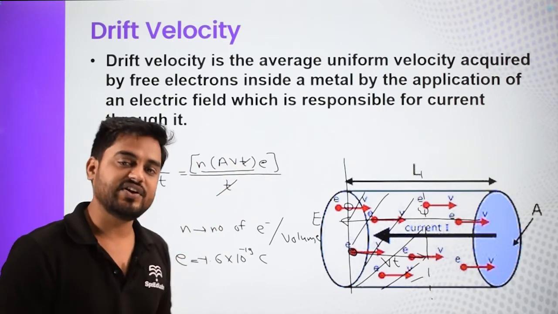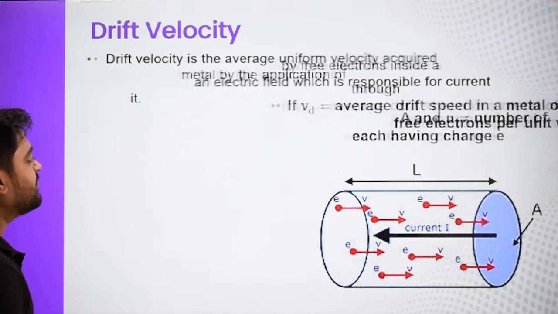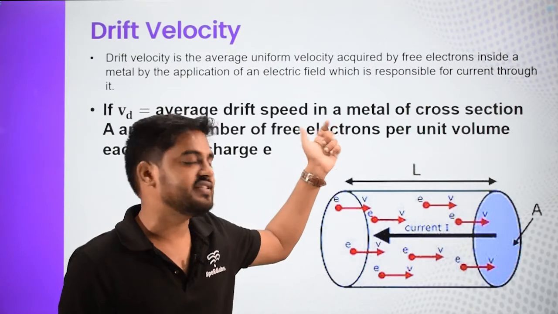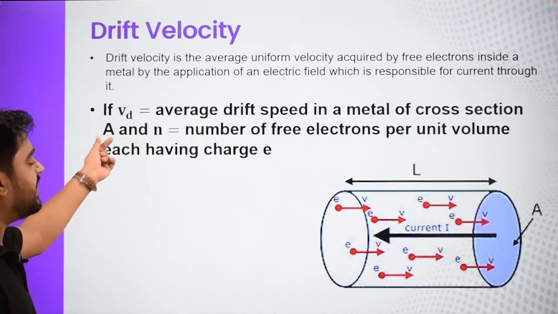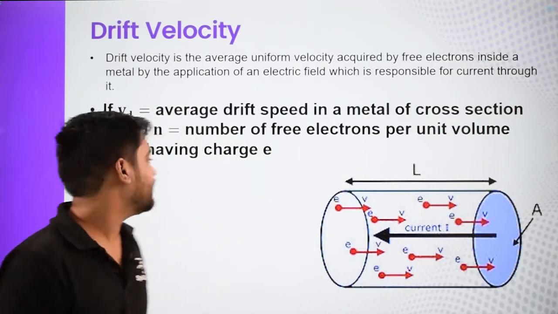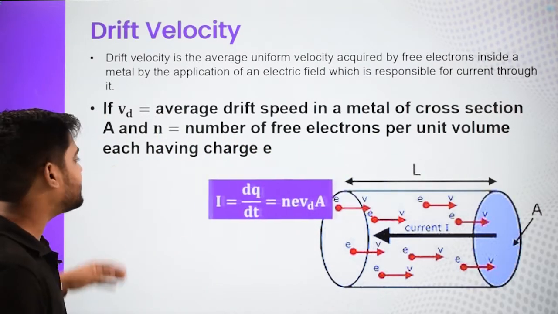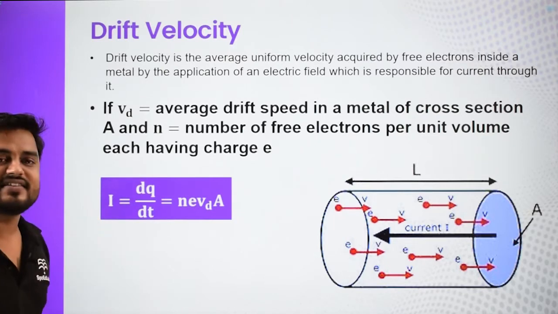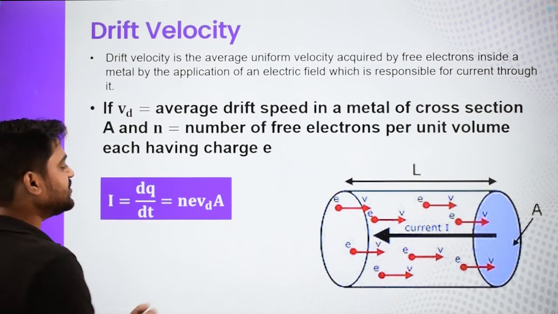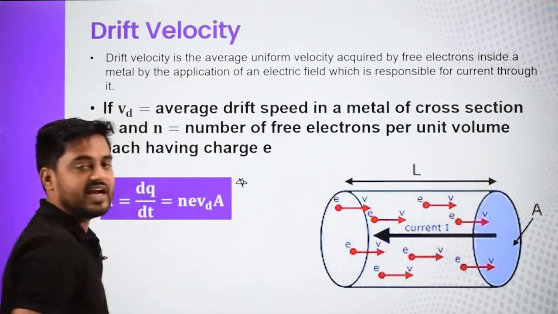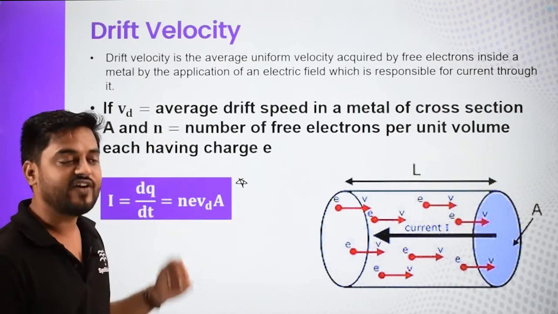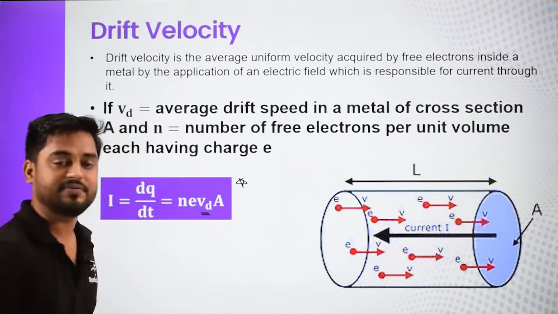And which velocity? Drift velocity. So I = nAeVd. So here I am just redefining: let Vd be the average drift speed or drift velocity across the cross section, and cross section is capital A, and n is the number of free electrons per unit volume, and each electron is having charge e. So for I, we get this expression nAeVd. This is an expression which you need to remember, and it is important that you remember it. This is the expression which relates the current and drift velocity, so this Vd is my drift velocity.